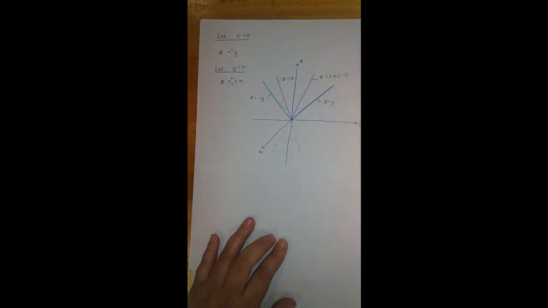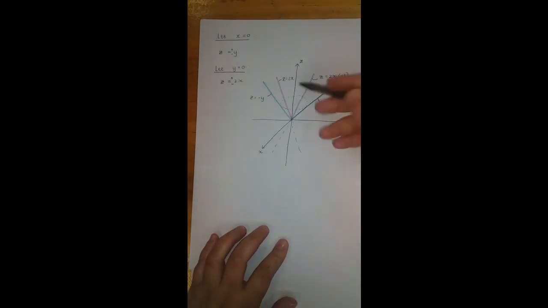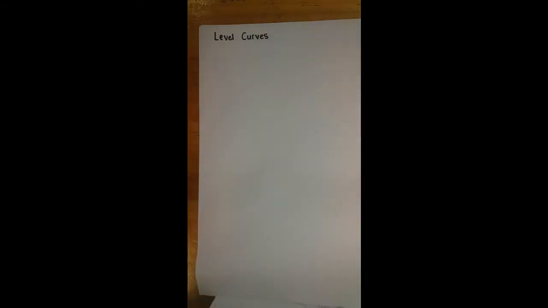But since they only asked you for positive z values, you only sketch the top part of the cone. Okay. So let's start to talk about level curves. A level curve of a surface is basically if they ask you to sketch a projection of a curve onto the XY plane or one of the three planes that you have to sketch it on.